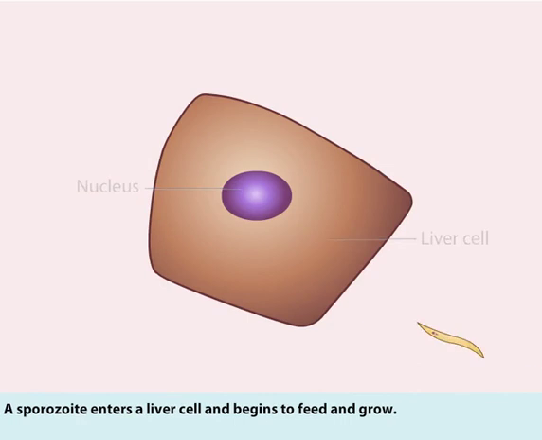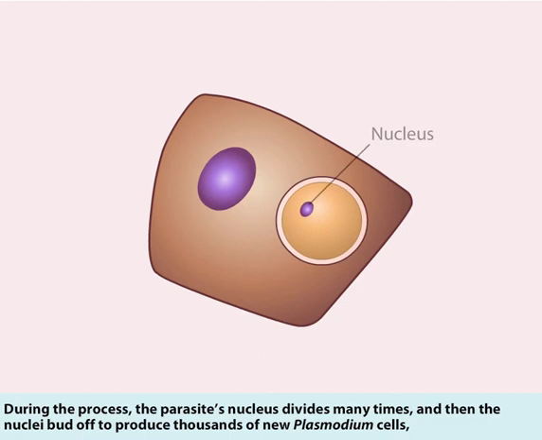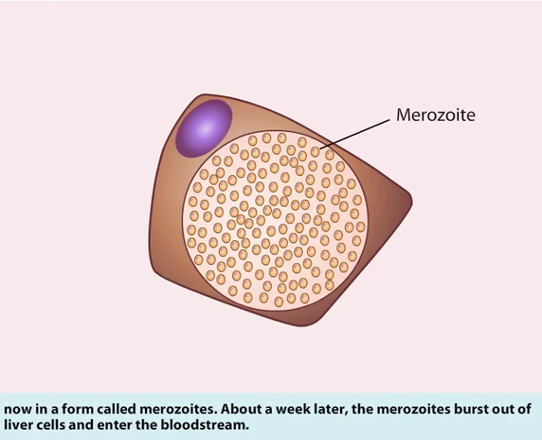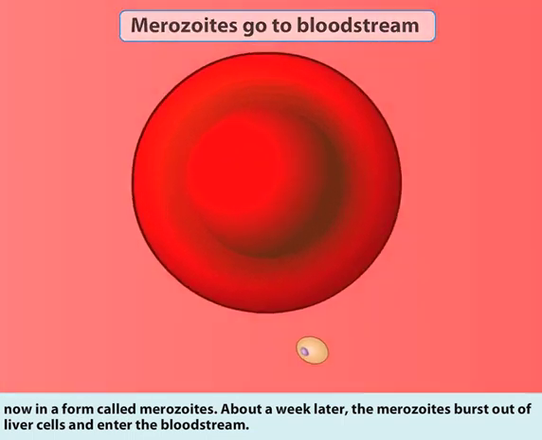A sporozoite enters a liver cell and begins to feed and grow. During the process, the parasite's nucleus divides many times, and then the nuclei bud off to produce thousands of new plasmodium cells, now in a form called merozoites. About a week later, the merozoites burst out of liver cells and enter the bloodstream.